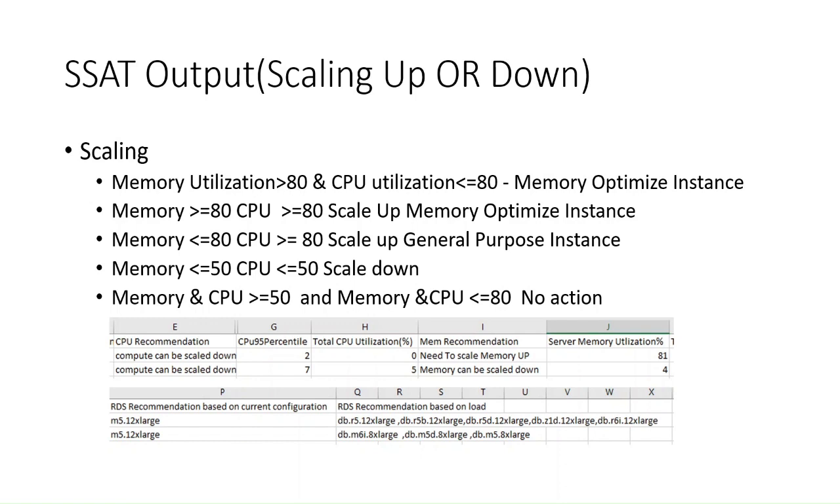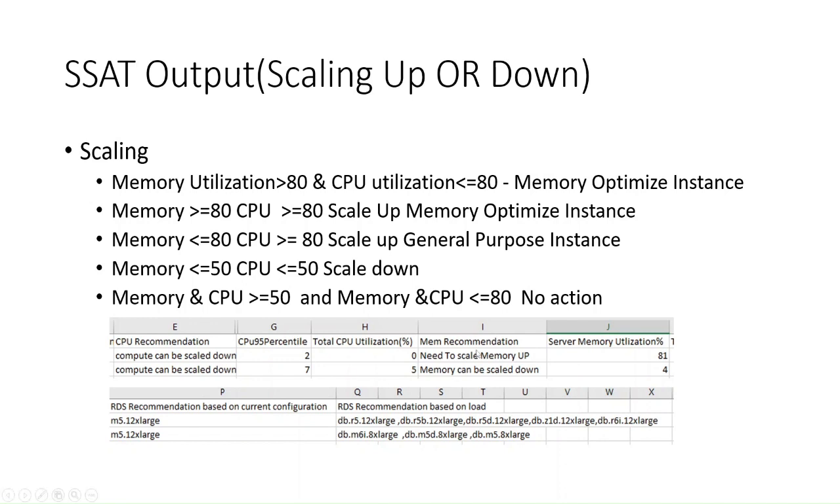If both metrics are well over 80, we will scale you up and put you in memory optimized. If the memory is less than 80 and CPU over 80, we'll scale you up and leave you on general purpose, so we save a little more money. If the memory is less than 50 and CPU less than 50, we just scale you down. If memory and CPU are over 50 and less than 80, then no action happens.